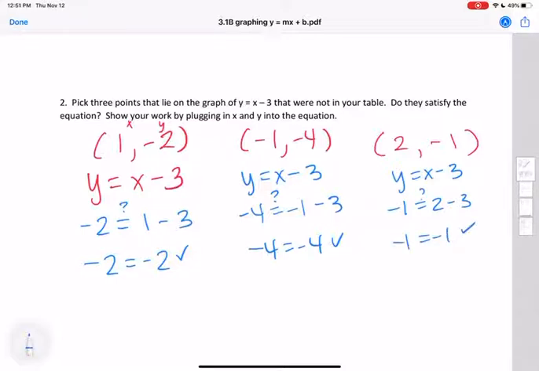All right, so hopefully you got that the middle one there checked out. Negative 4 equals negative 4. And finally, with 2 and negative 1, it also worked out. It was negative 1, negative 1. All right, go ahead and turn the page.